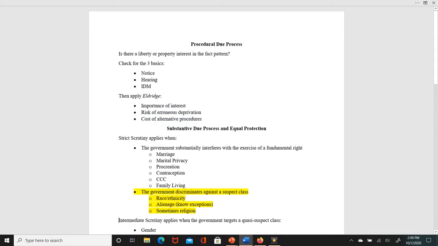Now, this part of the handout that's attached in the description below, by the way, the link is there. I'm going to talk substantive due process and also equal protection, because I want to talk about, in these types of cases, when strict scrutiny applies and sort of lump it together that way. So strict scrutiny applies under substantive due process principles when the government substantially interferes with the exercise of a fundamental right. As you know, strict scrutiny also applies in equal protection cases when the government discriminates against a suspect classification. Those classifications being race and ethnicity, alienage, and sometimes religion. I say sometimes because oftentimes courts deal with religion under the religion clauses of the First Amendment.